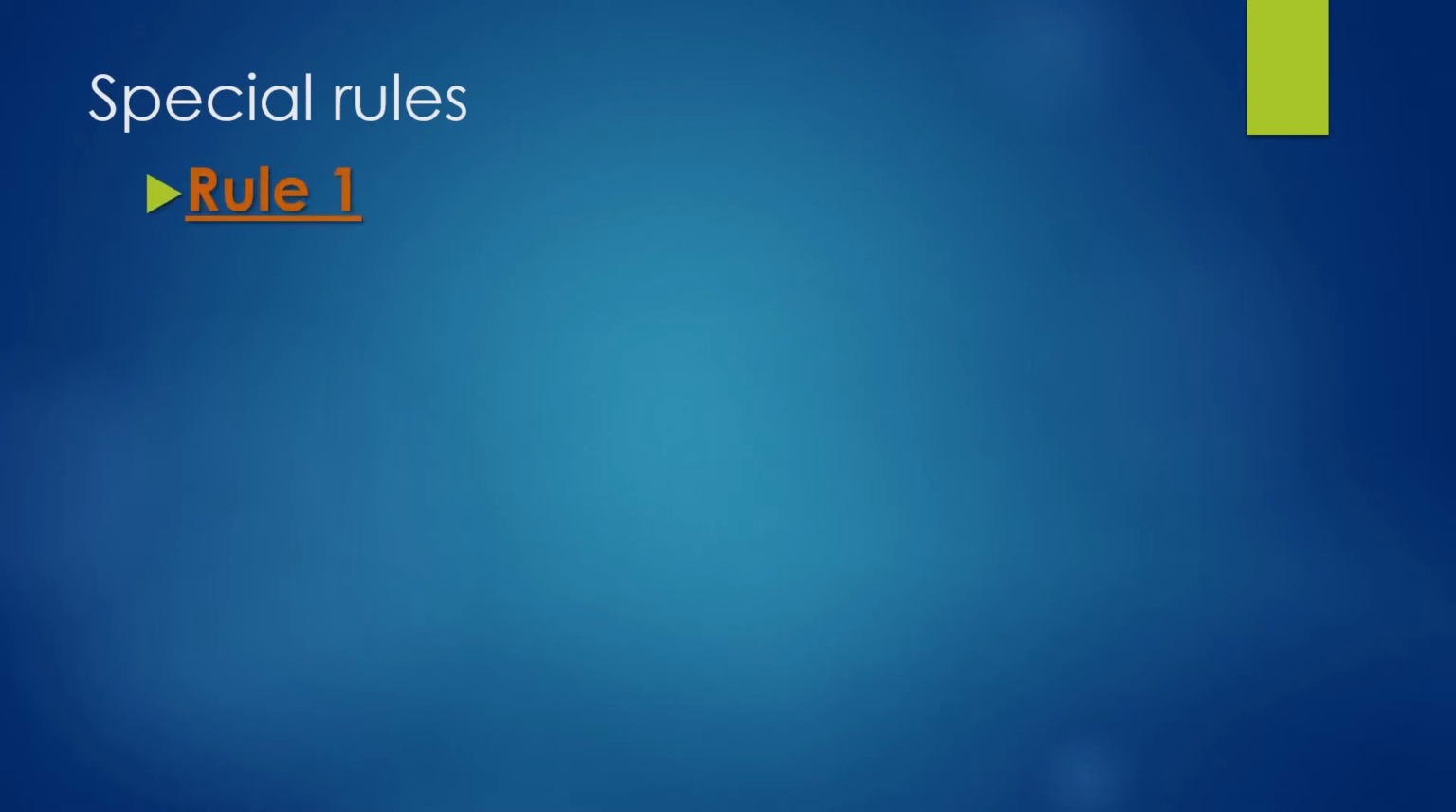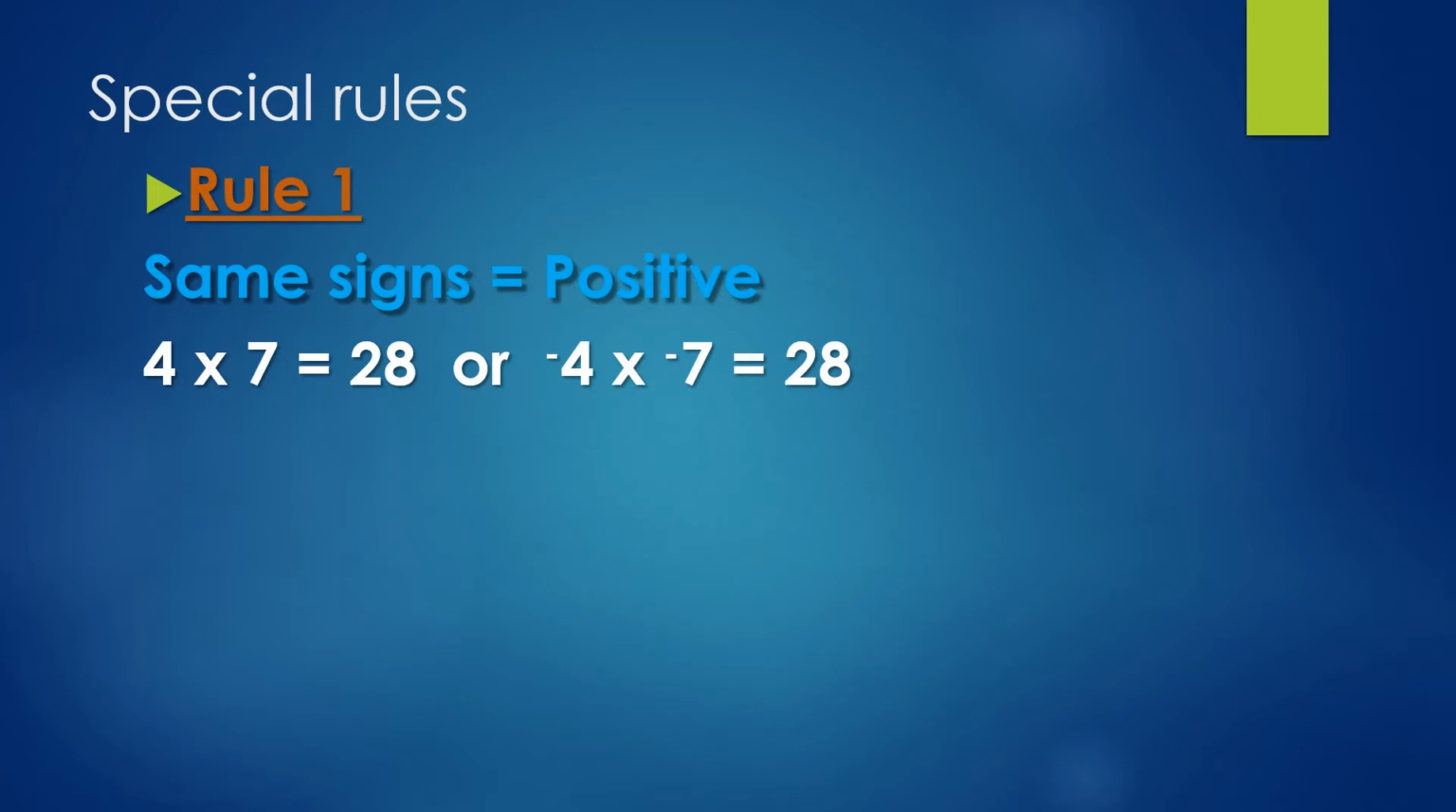Rule number 1 means that if you have the same signs when multiplying or dividing, for example, two positive numbers or two negative numbers, the result will always be positive. For example, 4 times 7 would be 28. Also, negative 4 times negative 7, since they're both negative, would equal positive 28.